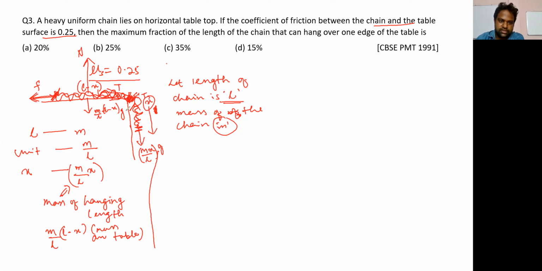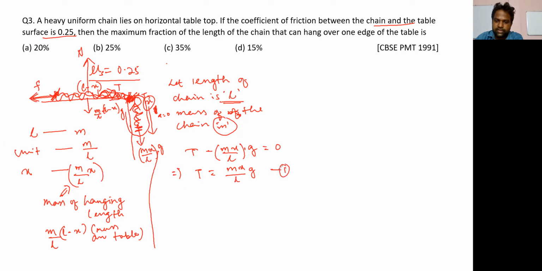So this whole chain is not moving downward. Acceleration is zero. So what can we write? T minus (M x upon L) into g is equal to 0. No acceleration, the net force is equal to 0. Or we can write T is equal to (M x upon L) into g. So this is one equation we got.